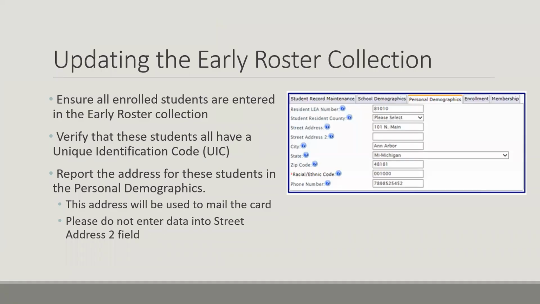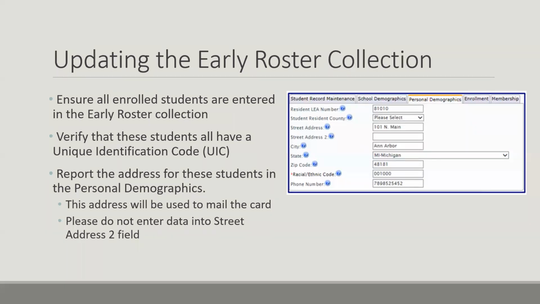Prior to submitting students into the non-public school nutrition student eligibility collection, all students must be entered into the Michigan Student Data System early roster collection and complete the following steps. Ensure that all enrolled students are entered in the early roster collection. Verify that these students all have a unique identification code, or UIC. Report the address for these students in the personal demographics. This address will be used to mail the card. Please do not enter data into street address 2, as this can cause a delay in cards being mailed.